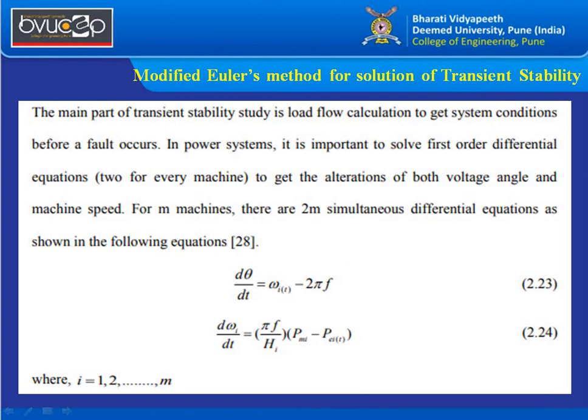So in a power system it is important to solve the first order differential equation, two for every machine, to get the alterations in both the voltage angle and the machine speed. So the voltage angle d theta by dt is omega minus 2 pi f, and the machine speed d omega by dt will be equal to pi f by H into Pmi minus Pei, where i will be equal to 1, 2, 3 up to m. That is the number of machines; m represents the number of machines. So if we have m machines, there will be 2m equations. One will be contributing to the voltage angle, and the other to the machine speed.